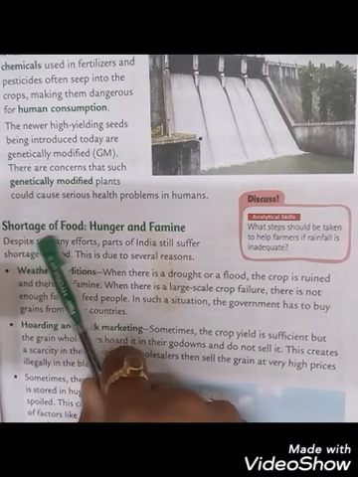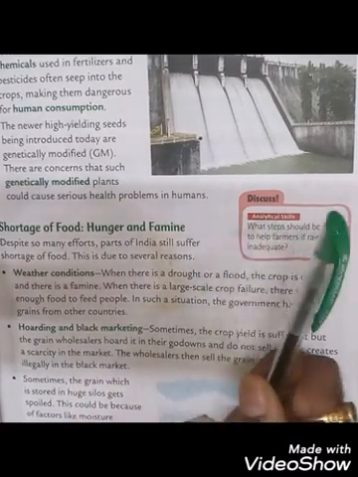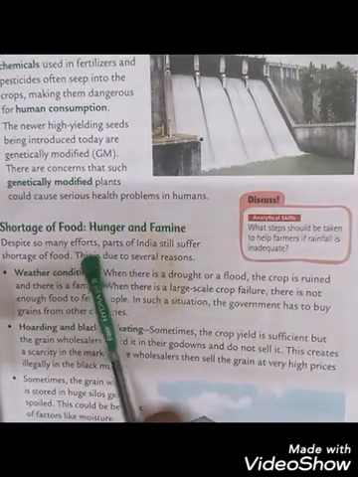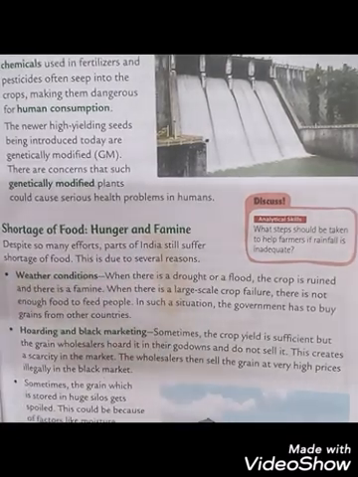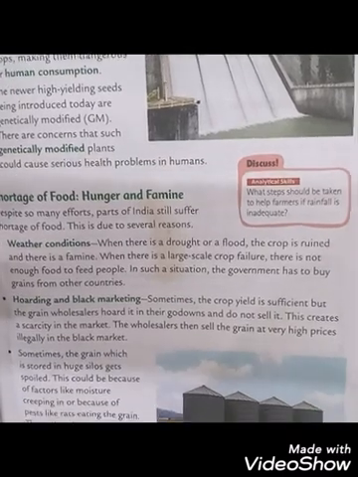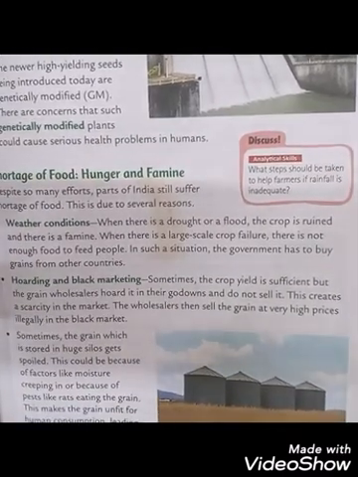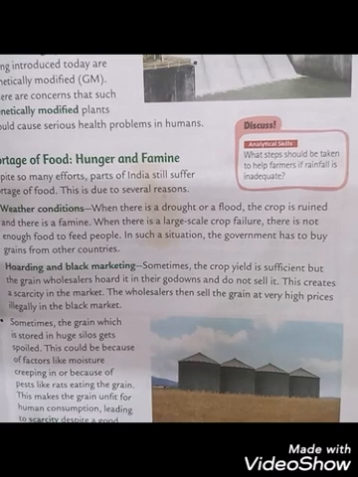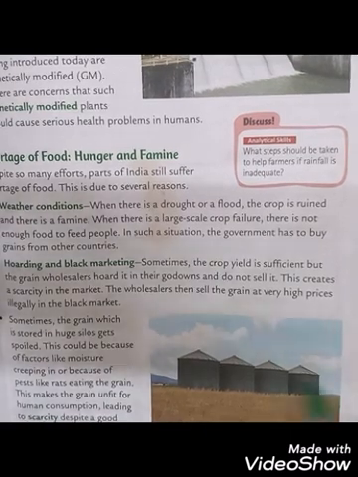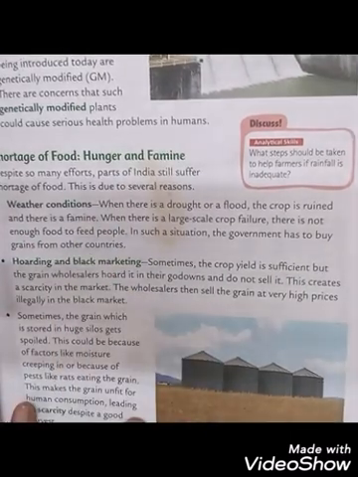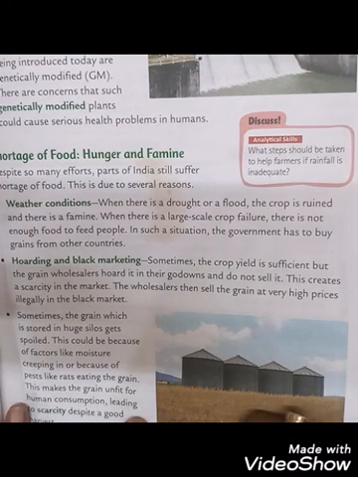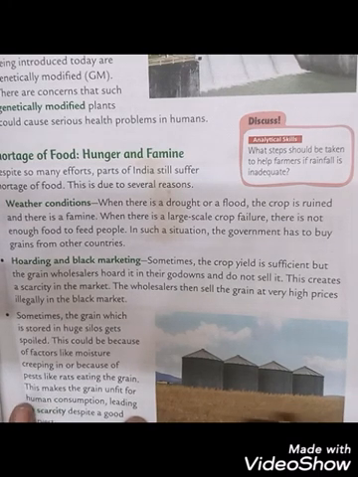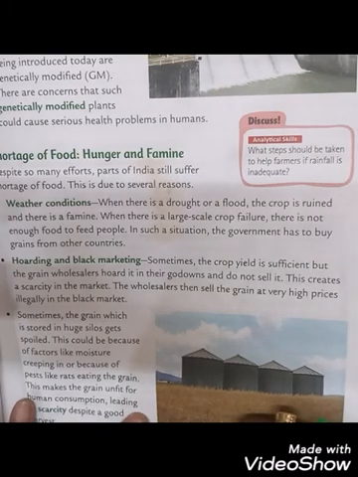And the next topic is shortage of food, hunger and famine. Despite so many offers, parts of India still suffer from shortage of food. So many programs are there, revolutions, the Green Revolution and all. But still there is shortage of food because of various other reasons. Number one reason is weather condition. Whenever there is drought and flood, the crops are ruined. You have seen floods and droughts on television news channels. So there is a lot of crop failure.